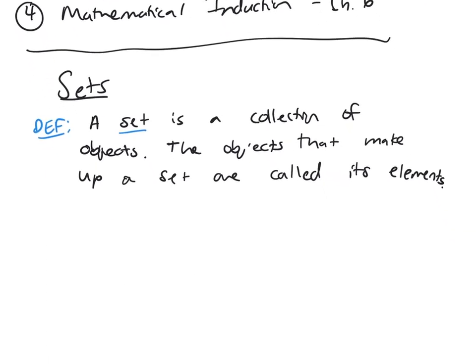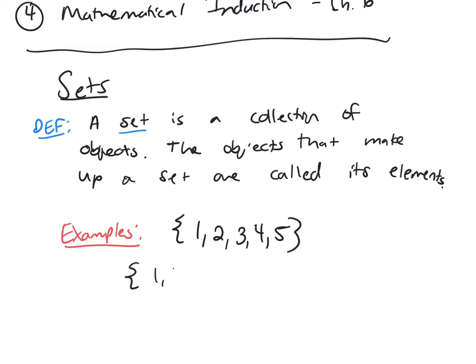So let's look at some examples of sets. You could have a set with a finite number of elements. So for example, the integers from 1 through 5. This is a set with 5 elements in it. You could also have a set with an infinite number of elements in it. So for example, 1, 3, 5, 7, 9, and so on. This is the set of all positive odd integers.